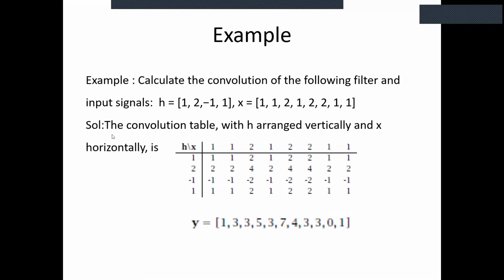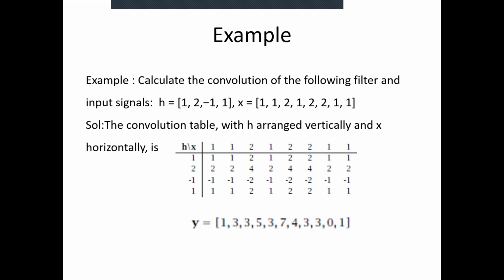Now, here we have a numerical example. So you have to, at home, try to do this example by hand, really, okay? Calculate the convolution of the following filter and the input signal. Of course, h represents a digital filter, and x is the input, and convolution will lead to determine the output of the filter.